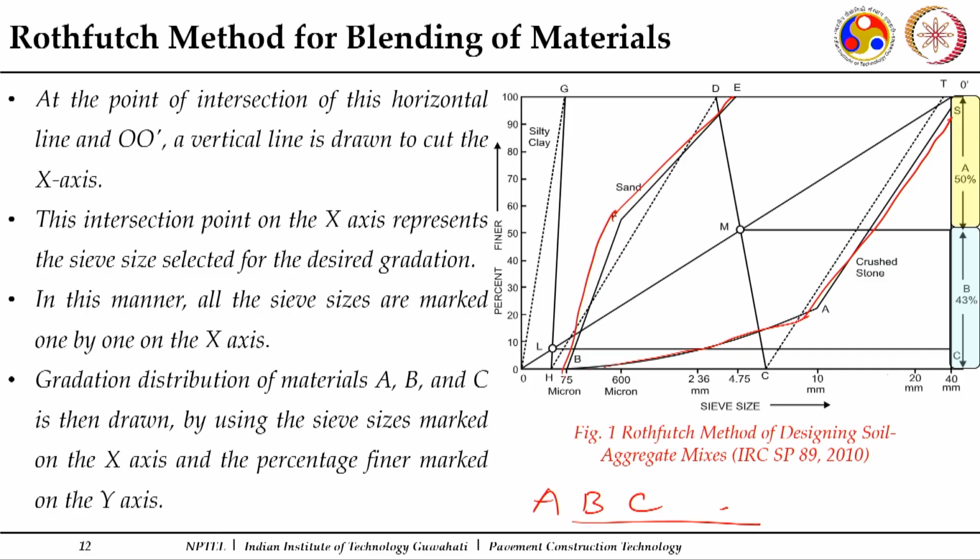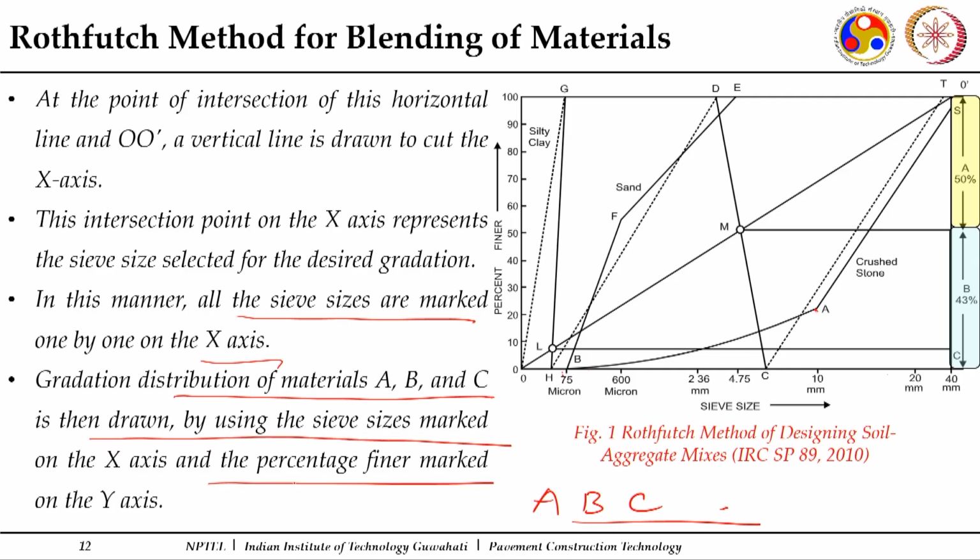These gradations say 75 micron, 0% passing. It says for this 10 mm how much percentage is passing, I plotted this point, and for 40 mm how much percentage is passing. So, this needs to be plotted in this particular manner. Then in this manner all sieve sizes are marked. This is the gradation distribution of materials A, B and C, drawn using the sieve sizes marked on the x axis and percentage finer marked on the y axis. So, 3 gradations I have drawn accordingly.